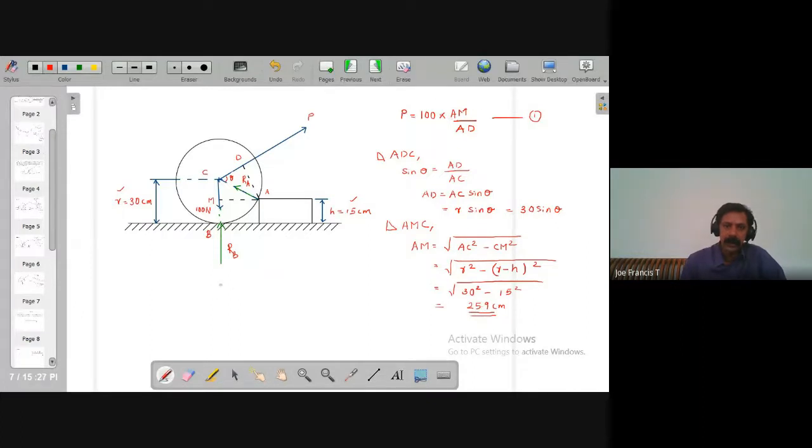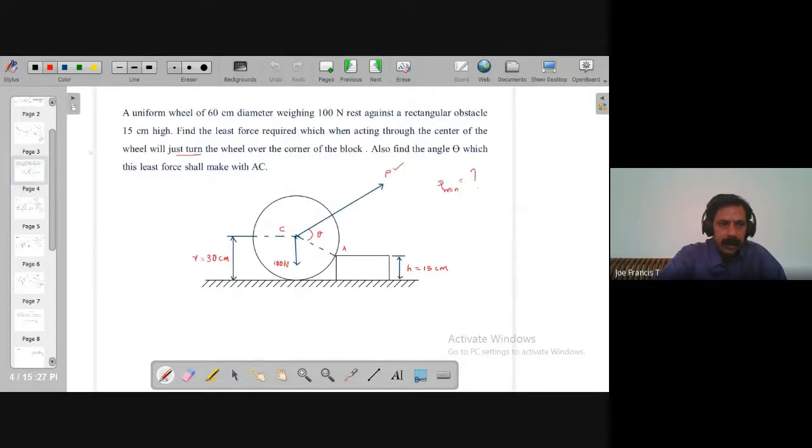So what will be the value for P? P will be 100 into AM, which is 25.9, divided by AD, which is 30 sin theta. What was the value for weight? Was weight 100 or 1000? 100, right? Okay.